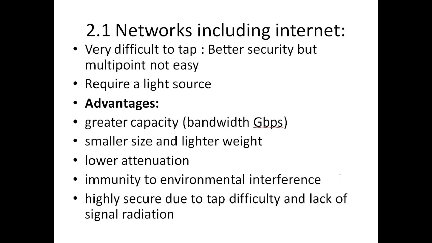The network requires a light source to work, as data is sent and received in the form of light rays or light pulses. Advantages: they have greater capacity, higher bandwidth, they have a smaller size, and they are lighter in weight. They have lower attenuation, their immunity to environmental interference is very high. They are highly secure due to tap difficulty and lack of signal radiation.